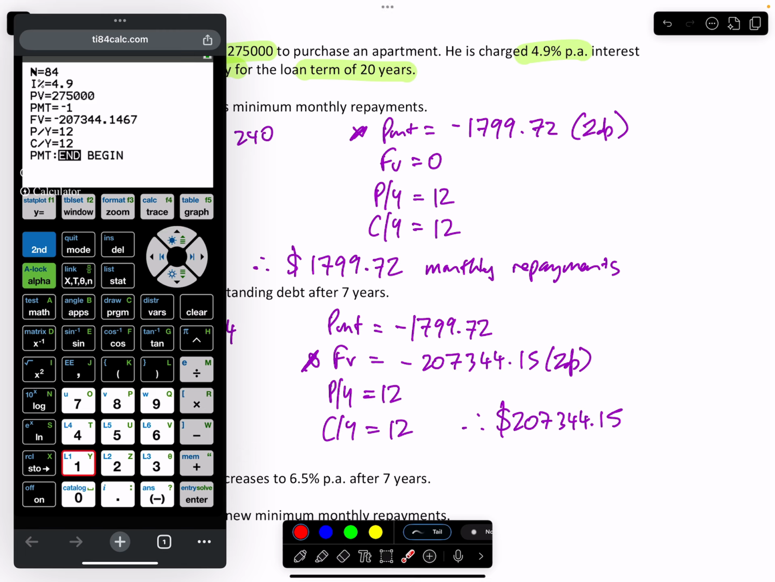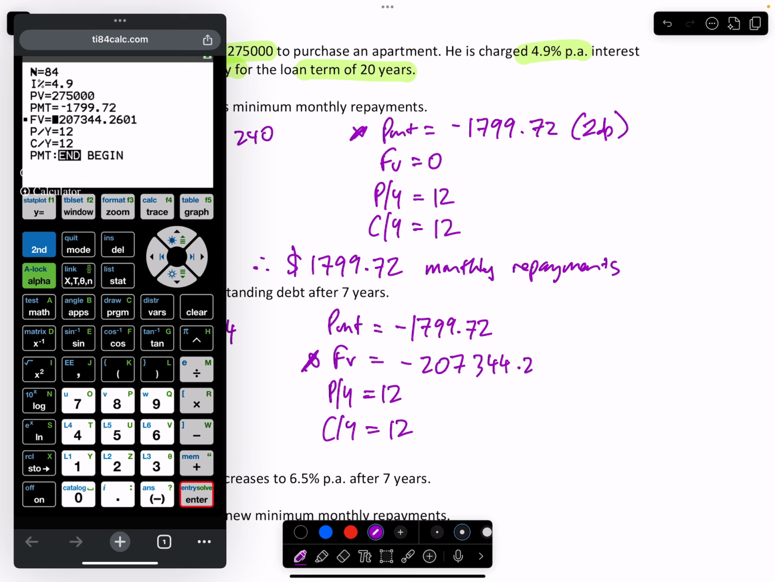Negative 1799.72. Now recalculate FV. There, you can see there's a subtle difference in the answer, but this is the right answer based on my working out. Negative 207,344.26, rounded to 2 decimal points, because I have said in my working out that I'm using the PMT of negative 1799.72. And you would have seen just a few moments ago that that wasn't rounded to 0.72.